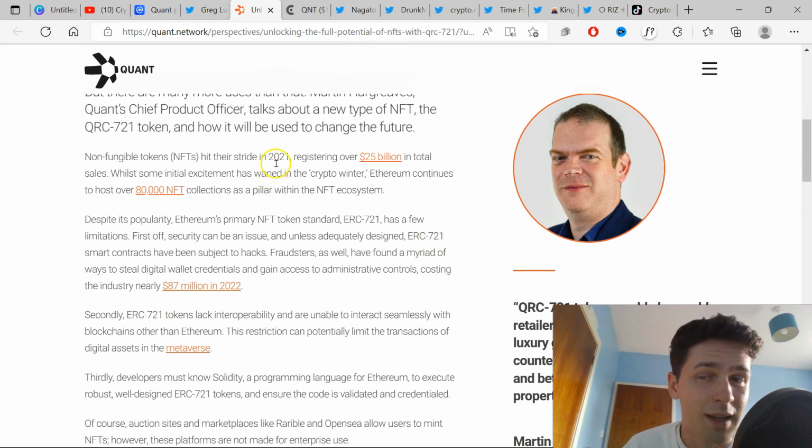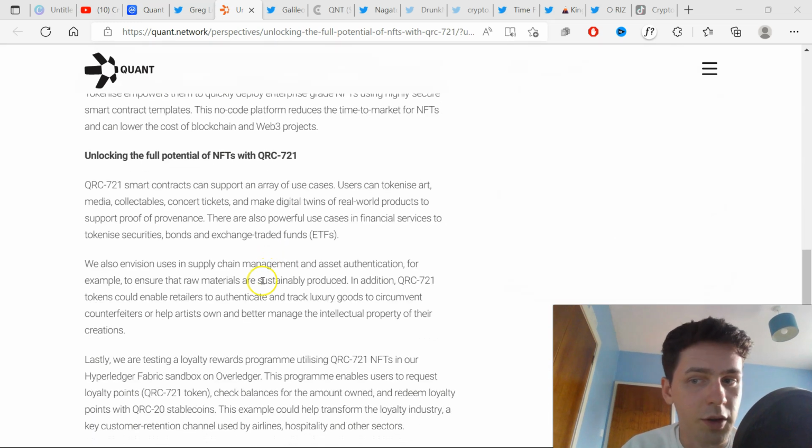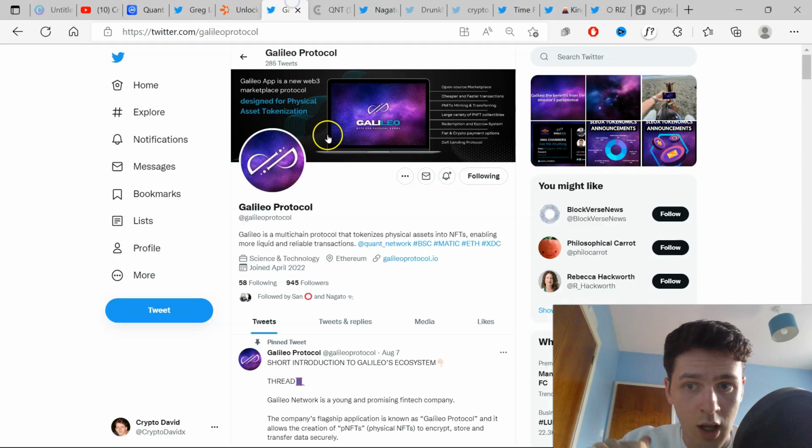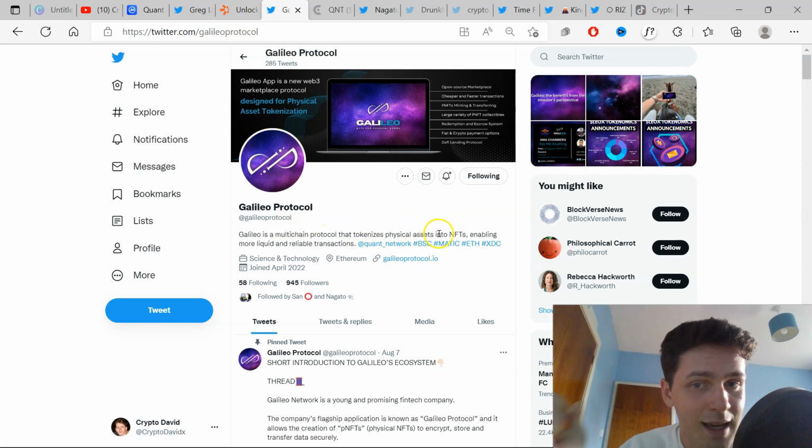Let's look at some stats of actual NFT sales. So NFTs hit their stride in 2021, registering over $25 billion in total sales. And we also know why ERC721 is inferior to QRC721. Here's a little part I want to read of the use cases, so they can support an array of use cases. Users can tokenize art, media, collectibles, concert tickets, and make digital twins of real-world products to support proof of provenance. And here's one of the first QRC721 MDApps, Galileo Protocol. I'm not paid by these guys at all, but I thought it was a pretty cool concept. Galileo is a multi-chain protocol that tokenizes physical assets into NFTs, so like cars, watches, and even jewelry.